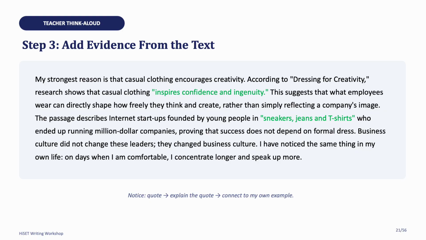Well, what does that mean? Well, it means that success does not depend on formal dress. Because why? Well, business culture did not change these leaders, having to wear a suit and a tie. It didn't change them because they were wearing sneakers, jeans, and t-shirts. They changed the business culture.